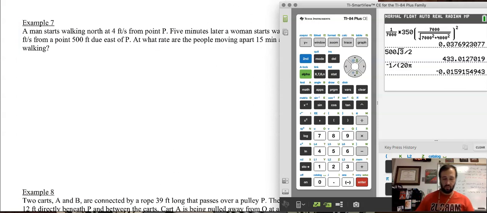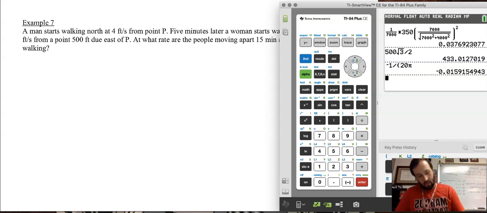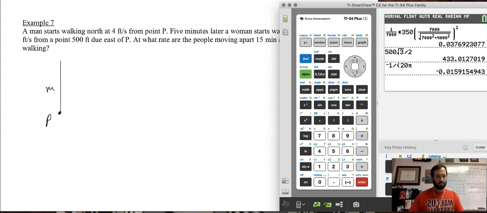Okay, now we get to some fun problems. I'm going to delete this, give myself a little bit more room. So I have a man that starts walking north at 4 feet per second from point P. So point P, man walking due north, 4 feet per second. I'm going to call that length M. This is the man. That's the man.